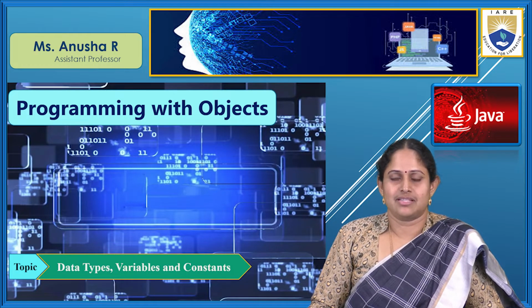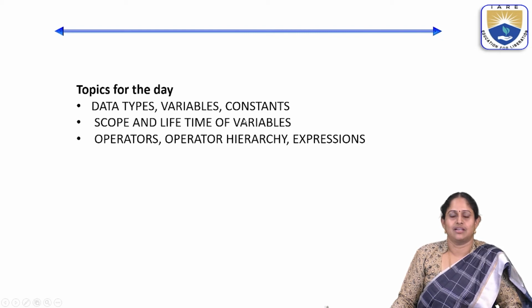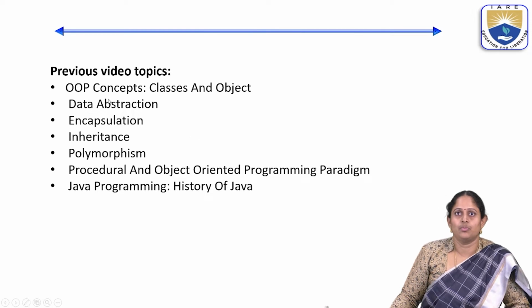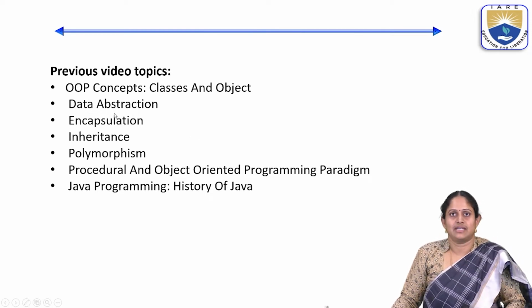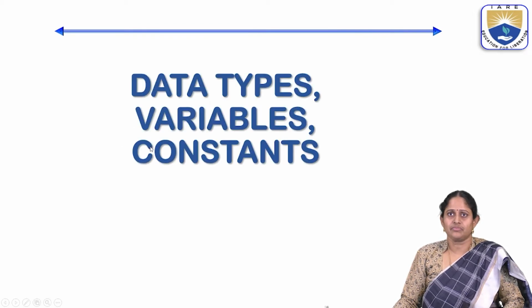Today, we'll be discussing data types, variables, and constants, scope and lifetime of variables, operators, operator hierarchy, and expressions. In the previous class, we have seen about the various OOPS concepts, so classes and objects, data abstraction, encapsulation, inheritance, and all. So, in today's class, we'll be discussing data types and scope and lifetime of variables, etc.